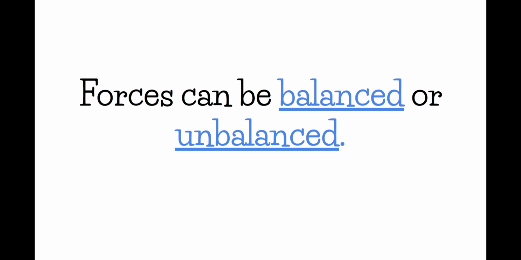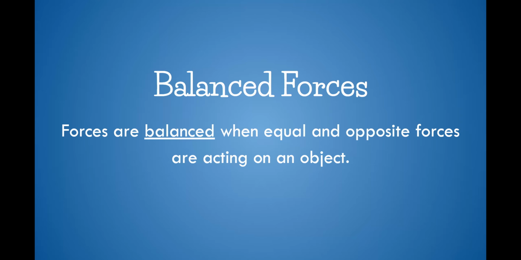So there's 2 categories of forces. Forces are either balanced or unbalanced. And depending on what the force is, it affects the motion of the object in different ways. Balanced forces is one category of forces. Forces are balanced when they are equal and opposite in acting on an object. So equal means equal in size, and opposite means opposite in direction.